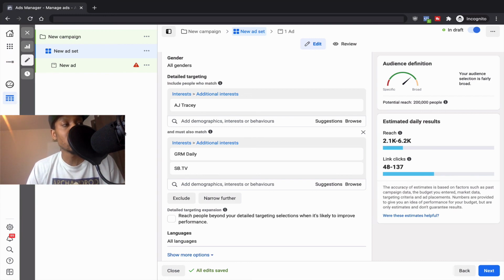So hopefully that's been able to give you a proper understanding of what you should be doing when it comes to doing your audience target research using the Facebook Audience Insights tool in 2021.